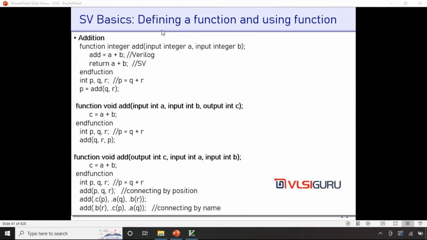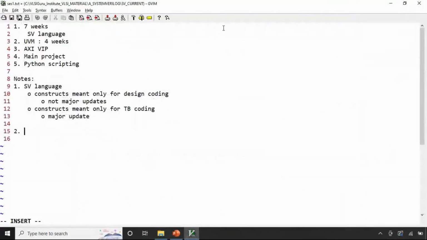SystemVerilog basics. You should understand how to define a function and how to use a function. Can you define a function sum, which takes two integers, p comma q, and returns an integer r? Returns integer, that's all. Can you please do that, everyone? I want you to define a function sum which will do this.